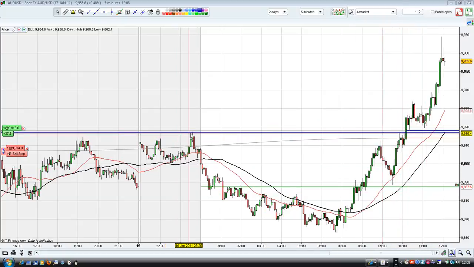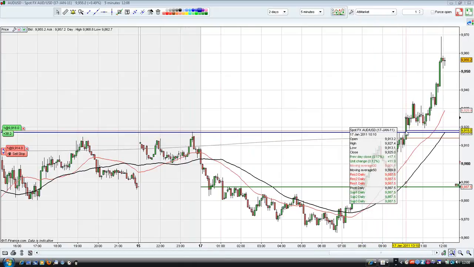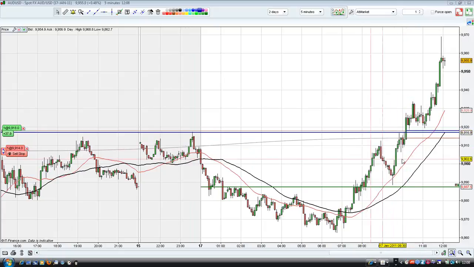So again, it formed a high, and I kept an eye on it. The market went up, tested it there, pulled back, and once it did that, a resistance had formed there, so I was then happy to buy if the market continued going up.